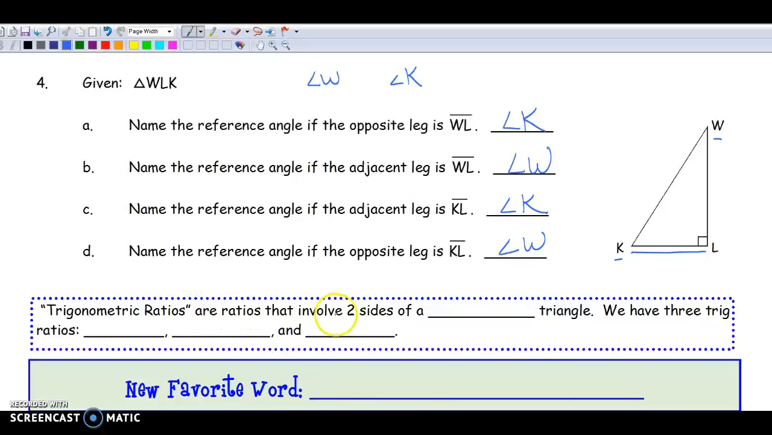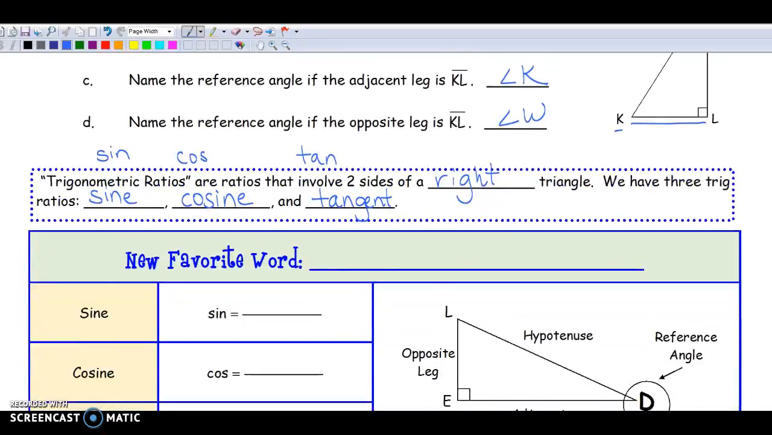Trigonometric ratios are the ratios that involve two sides of a right triangle. We have three trig ratios that we're going to need to know. These are called sine, cosine, and tangent. We will be abbreviating those. Sine will look like this, S-I-N, cosine will look like this, and tangent will look like this. But those are the three trig ratios we're going to need to know.